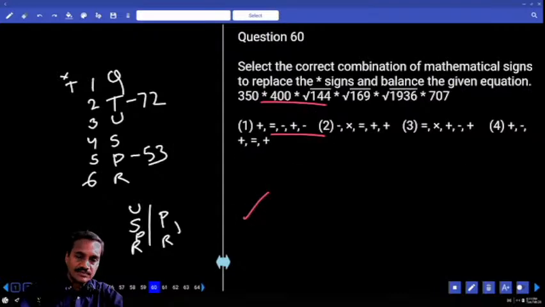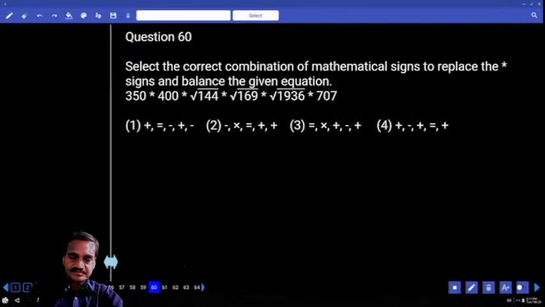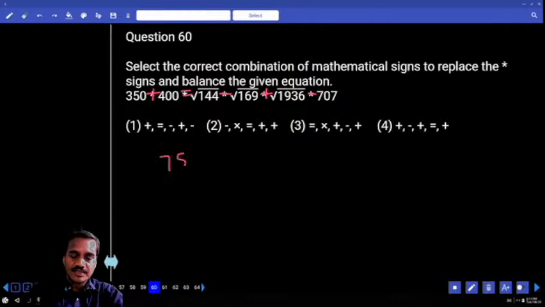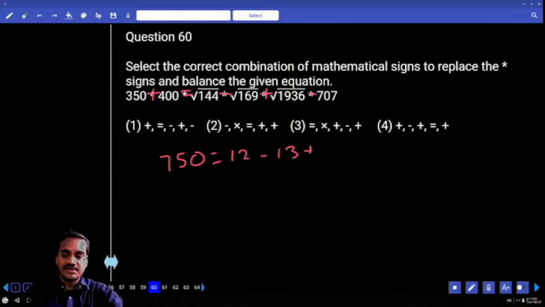And coming to this 60, select the correct combination of mathematical signs. Now this is plus, equals to, and minus, plus, and minus. And there you go. 350 plus 400, 750, equals to 12 minus 13 plus 1936. Tell me what it comes to. 1936 equals to 44 minus 707. Now are you getting the value here? 750. Now it is minus 707, isn't it? Hence the minus value is more on the right hand side.